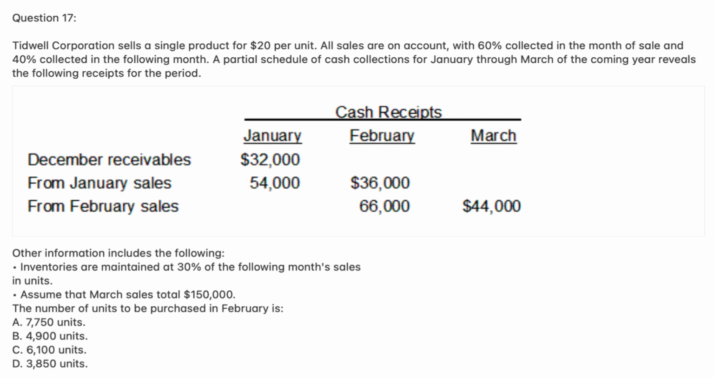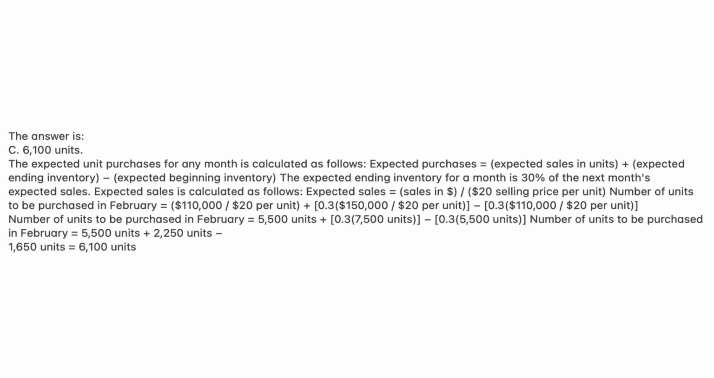Question 17. Tidwell Corporation sells a single product for $20 per unit. All sales are on account, with 60% collected in the month of sale and 40% collected in the following month. A partial schedule of cash collections for January through March of the coming year reveals the following receipts for the period. Other information includes the following. Inventories are maintained at 30% of the following month's sales, in units. Assume that March sales total $150,000. The number of units to be purchased in February is A. 7,750 units. B. 4,900 units. C. 6,100 units. D. 3,850 units. The answer is C. 6,100 units.